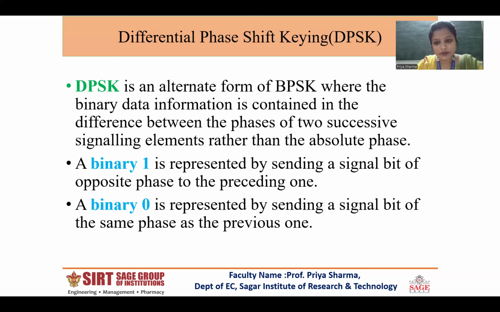DPSK is an alternate form of BPSK where the binary data information is contained in the difference between the phases of two successive signaling elements rather than the absolute phase. A binary one is represented by sending a signal bit of opposite phase to the preceding one, and a binary zero is represented by sending a signal bit of the same phase as the previous one.